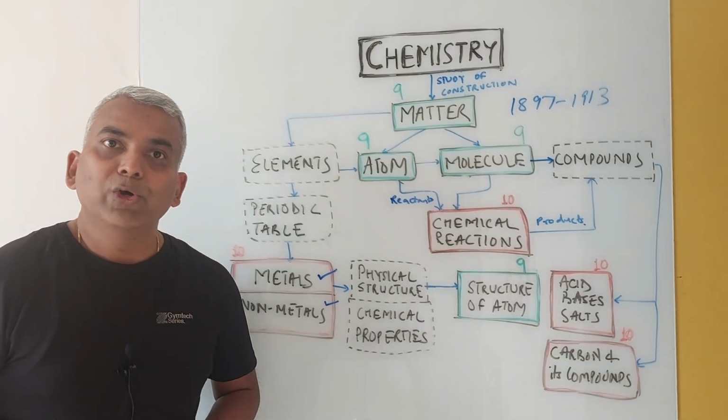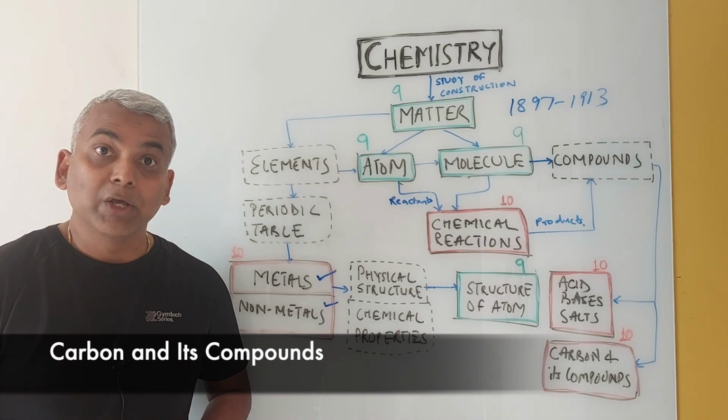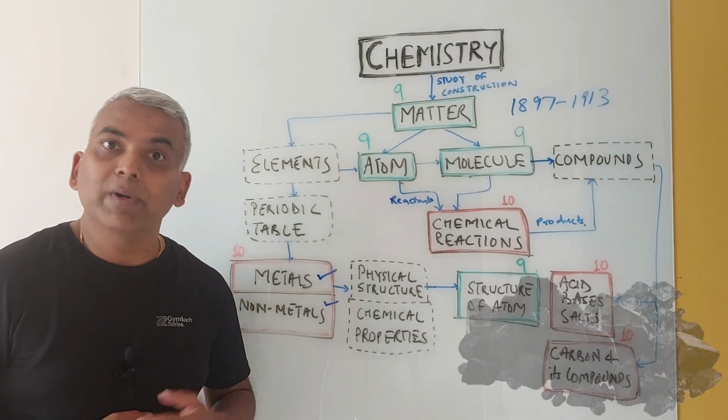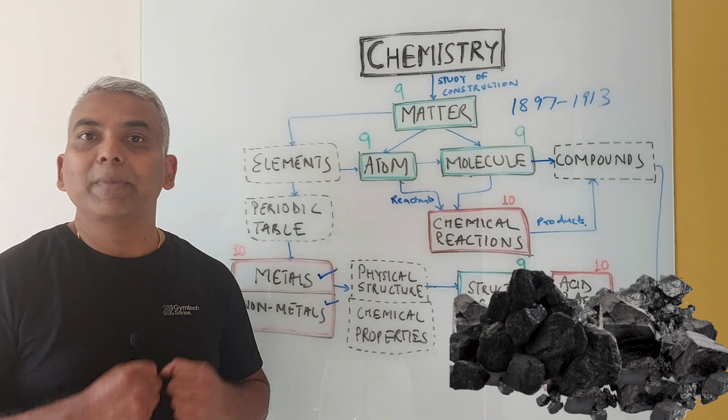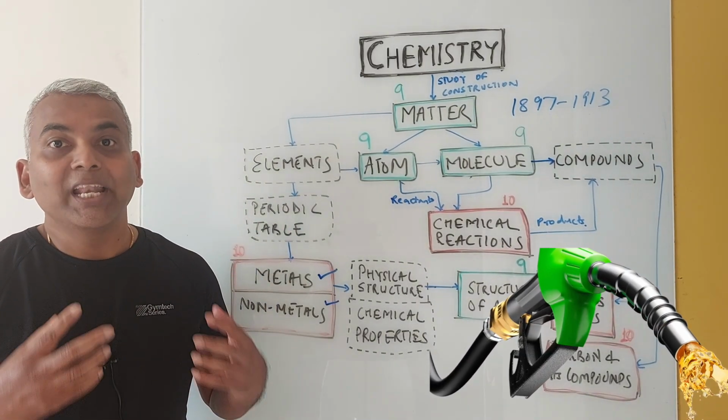We conclude this video with a mention of one very special element called carbon. From earlier grades, you may recall that coal is made up of carbon, which comes from plant remains. Likewise, petroleum, which is also made up of carbon, comes from animal remains.